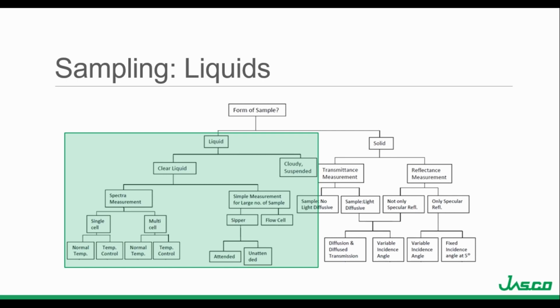For clear solutions, or ones with no particulates in the sample, the transmittance and absorbance are typically measured. These measurements can be done in single or multi-cell holders, which can be thermostated for temperature-dependent studies. There are also additional accessories for measurements where there's a large number of samples through the use of sippers, flow cells, and auto-samplers. But I'm not going to be going into detail on those today.